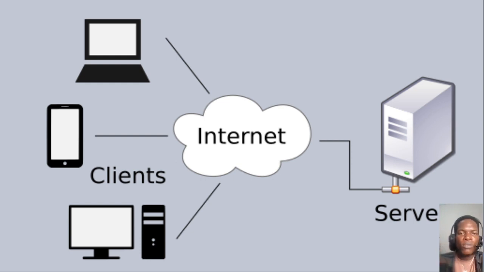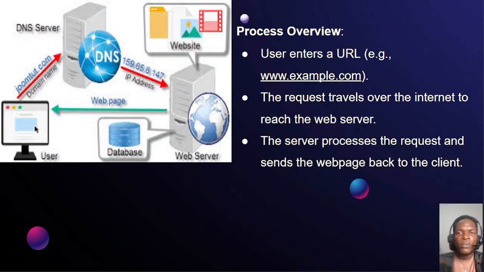I request for something through the name of the website I want to interact with. It goes to the server and searches for that website and brings out everything concerning that website for us to see. So this is a process overview of it. I know it's a little bit confusing at first, but with time we're gonna get acquainted to it. Now, this is a process overview.